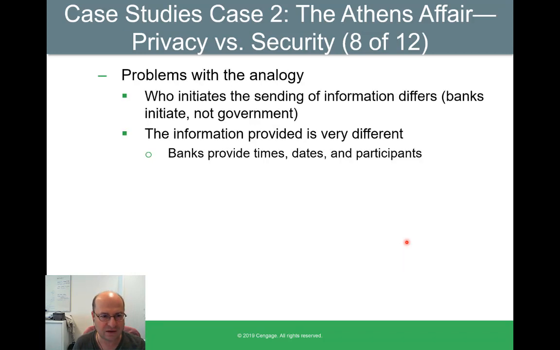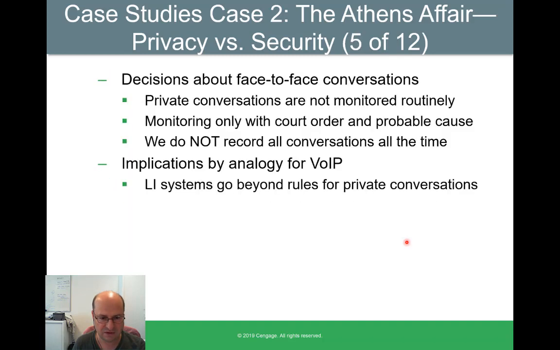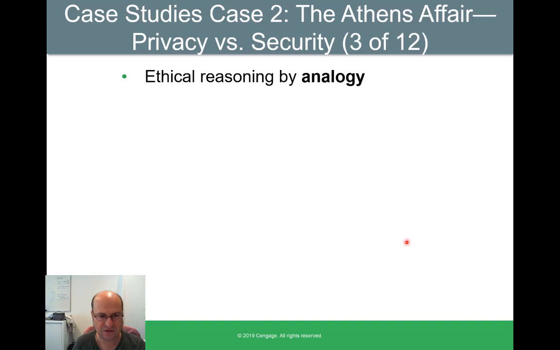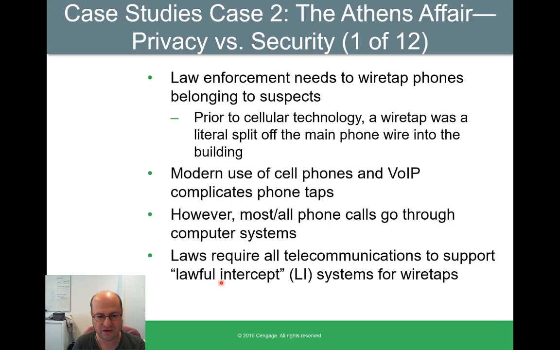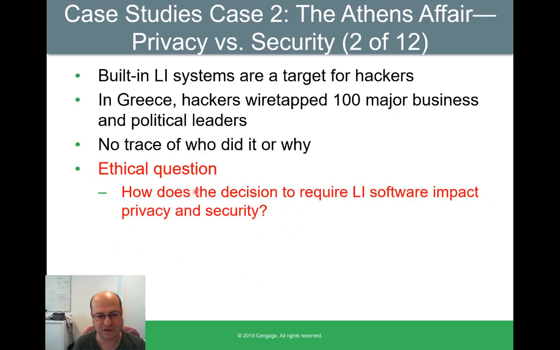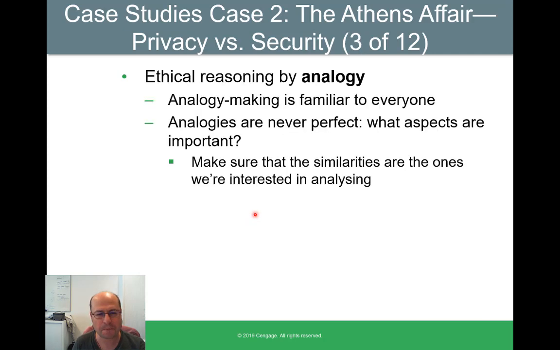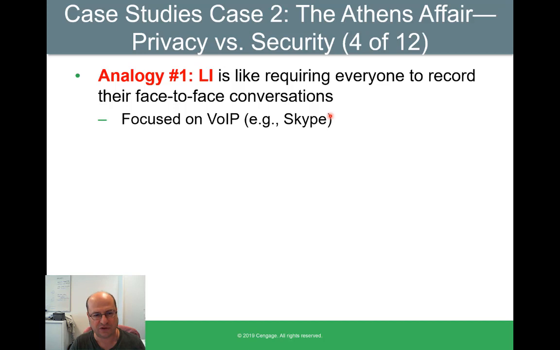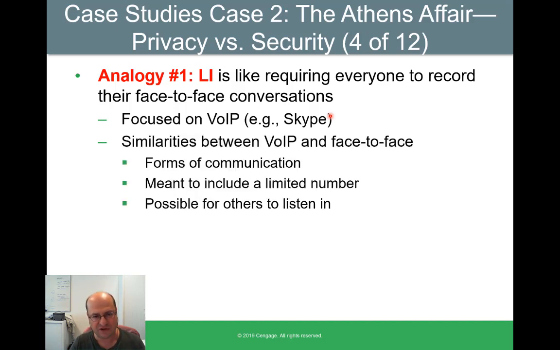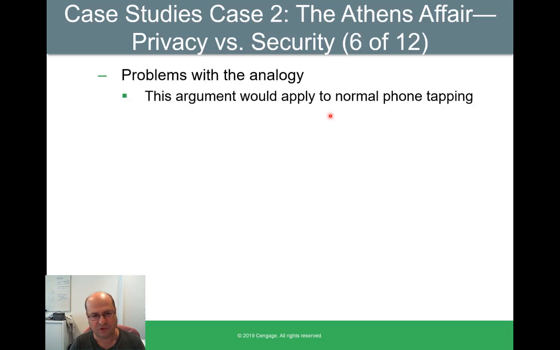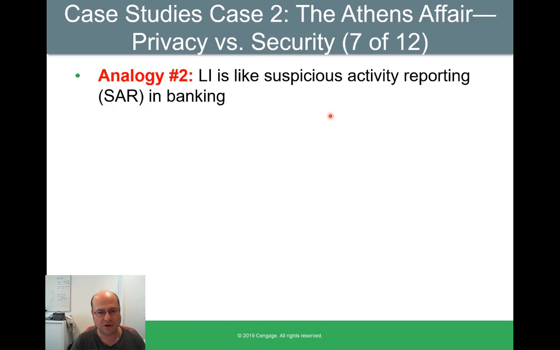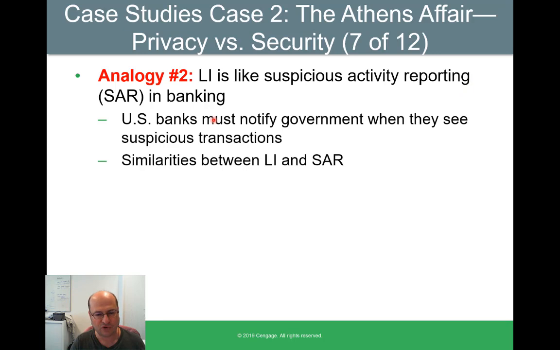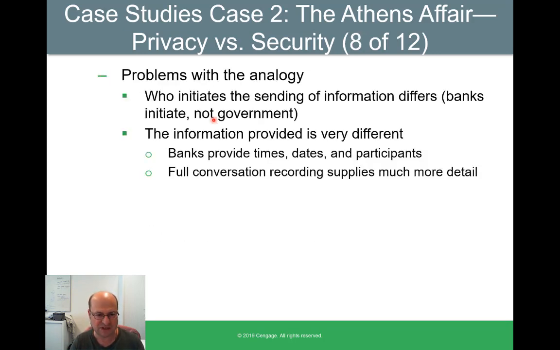In deciding whether, let me recollect the problem. How does the decision to require lawful intercept software impact privacy and security? That's the question. So we made the analogy with the requirement for everyone to record their face-to-face conversations, and what we did here, we brought up the similarities and dissimilarities between LI and face-to-face conversations, and then we looked for problems with the analogy, and then we looked for analogy 2, which is LI as analogous to suspicious activity reporting in banking. And we also brought up the similarities and dissimilarities in this analogy.